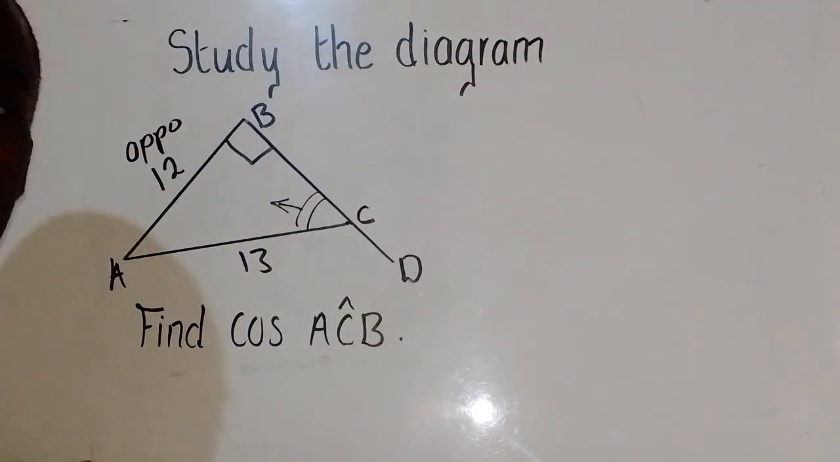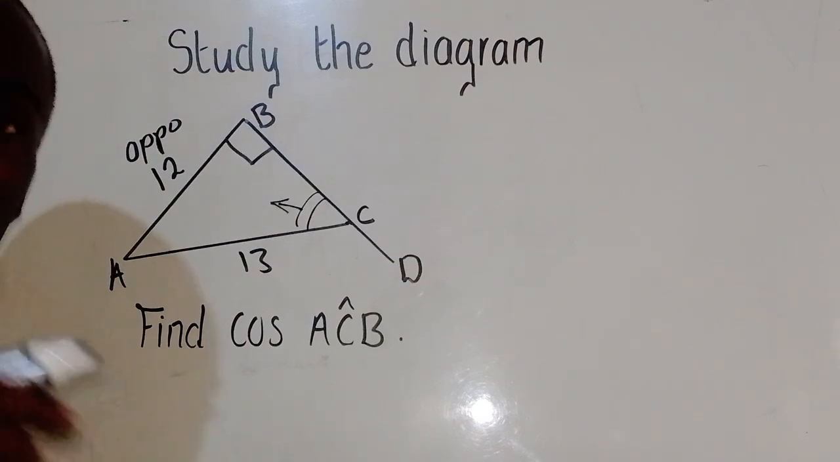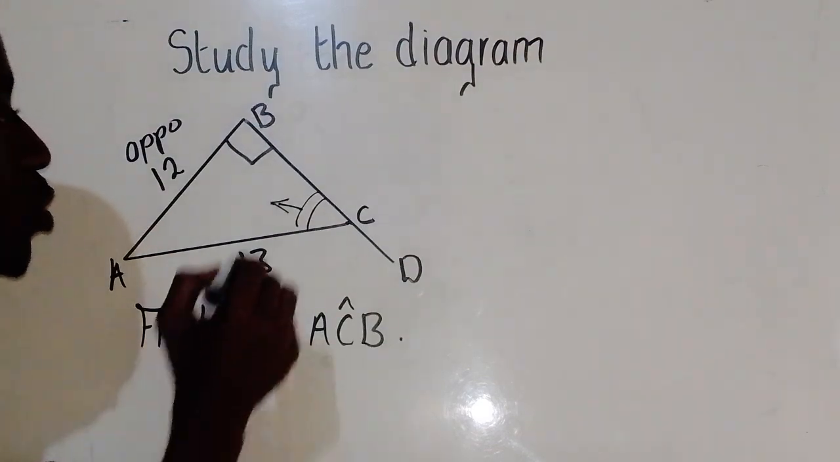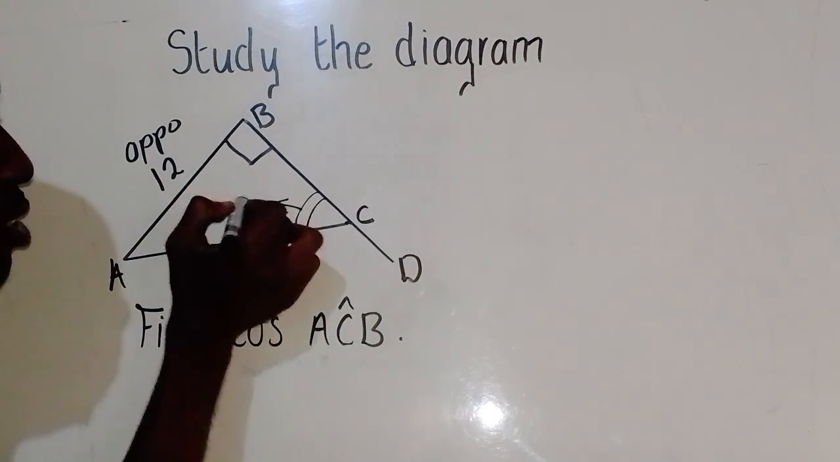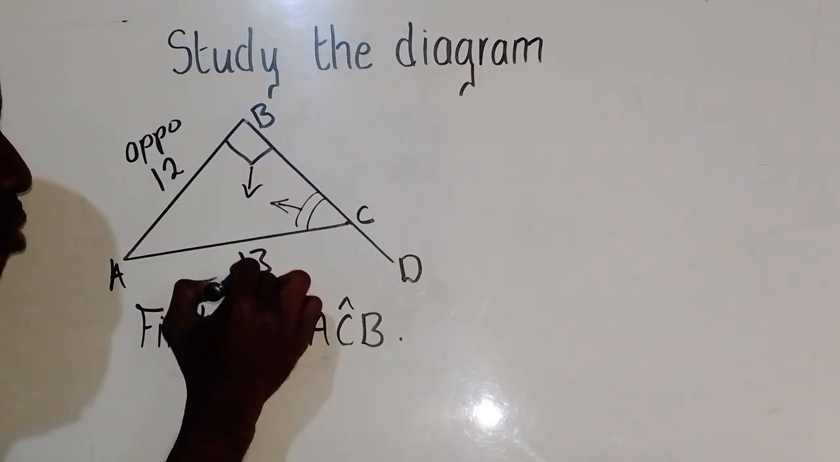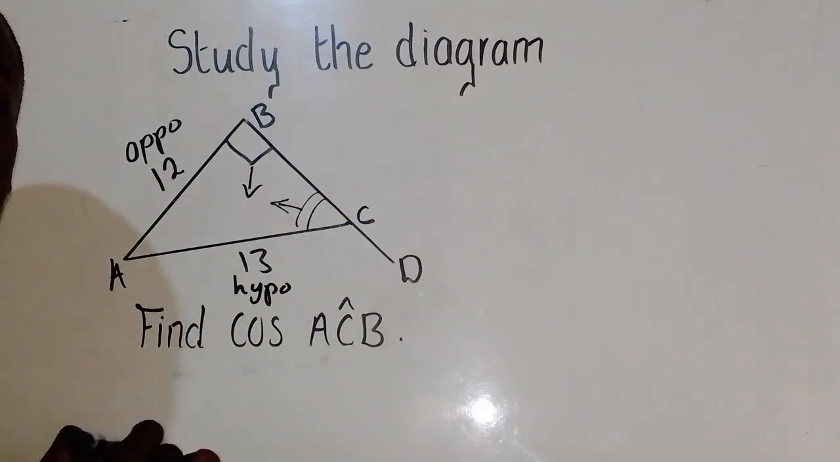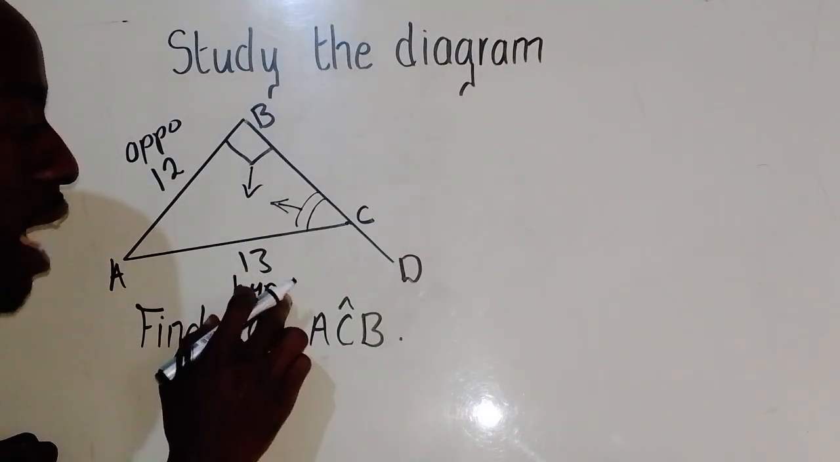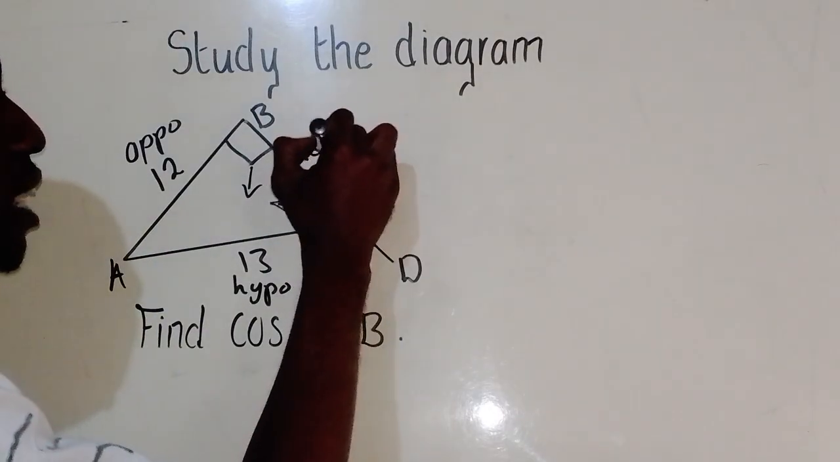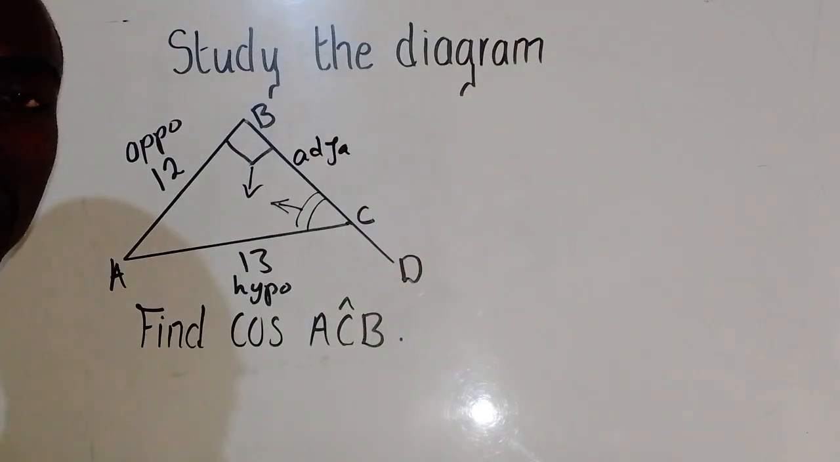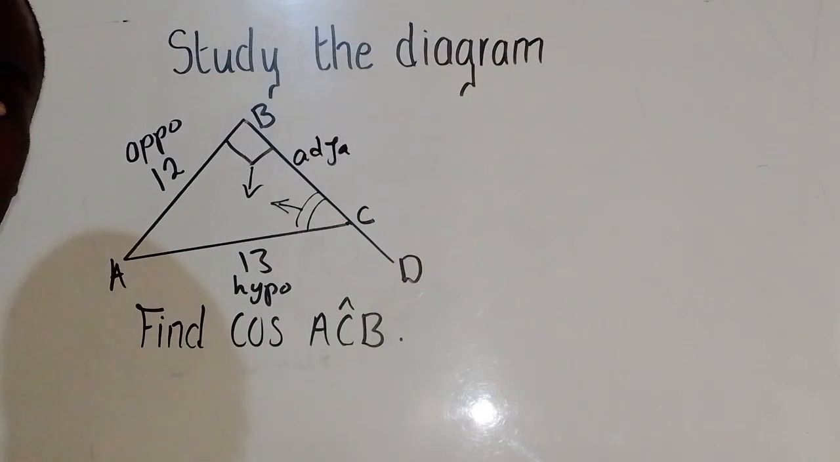Now, how about the hypotenuse, which is the longest side? For you to know the hypotenuse, you check where this arrow is pointing. It is pointing down. So meaning this is the hypotenuse. If this is the hypotenuse, then this will be the what? Adjacent there.